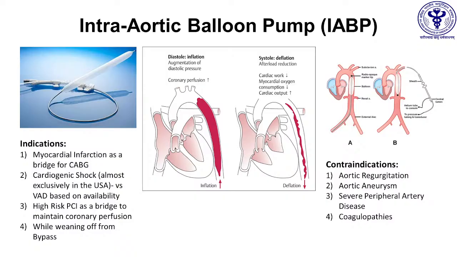So indications: myocardial infarction as a bridge for CABG, cardiogenic shock, almost exclusively used in the US, high risk PCI as a bridge to maintain the coronary perfusion, and while weaning patients from cardiopulmonary bypass. Contraindications are acute aortic regurgitation, acute aortic aneurysm, severe peripheral artery disease and coagulopathies.